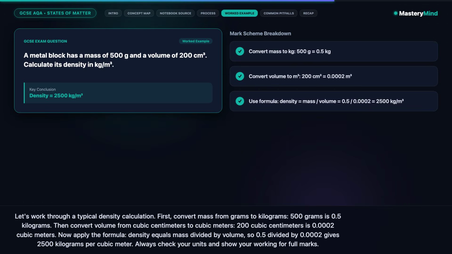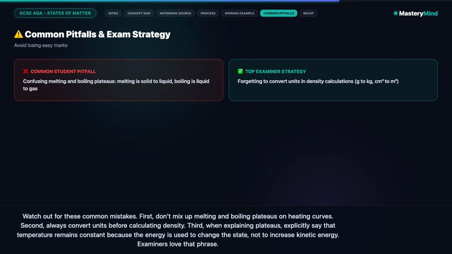Watch out for these common mistakes. First, don't mix up melting and boiling plateaus on heating curves. Second, always convert units before calculating density. Third, when explaining plateaus, explicitly say that temperature remains constant because the energy is used to change the state, not to increase kinetic energy. Examiners love that phrase.